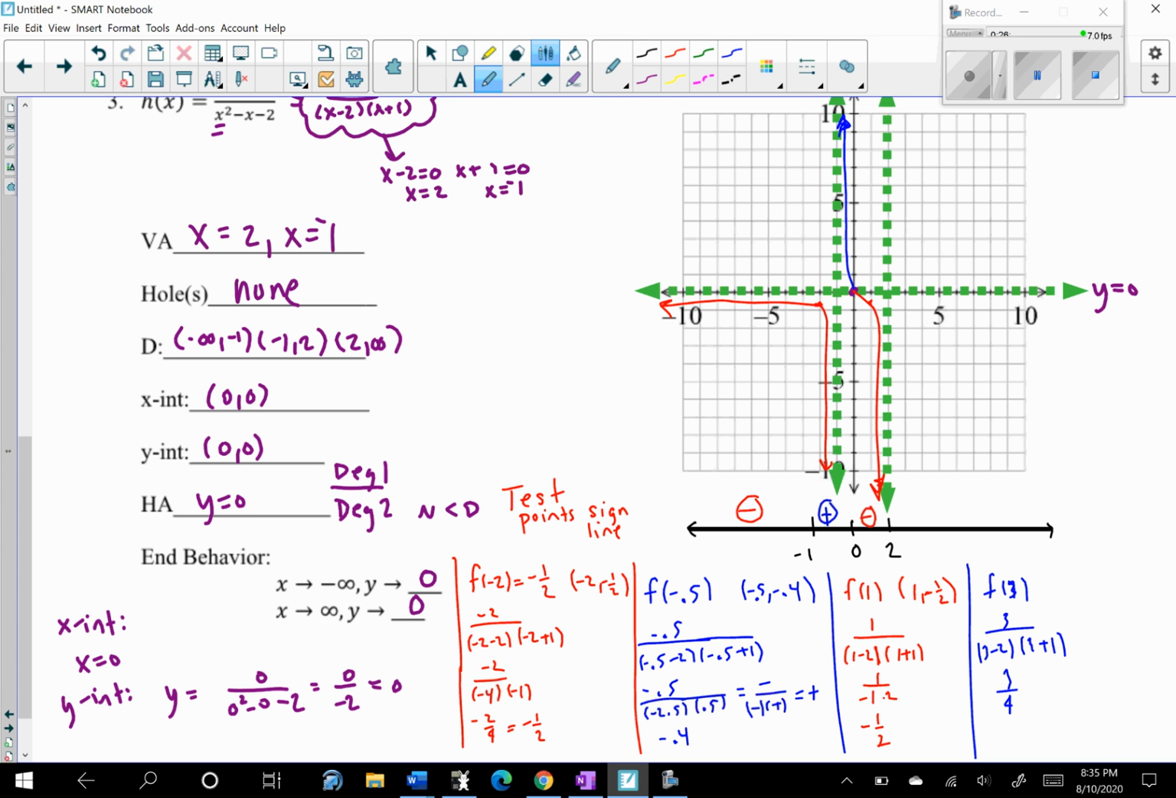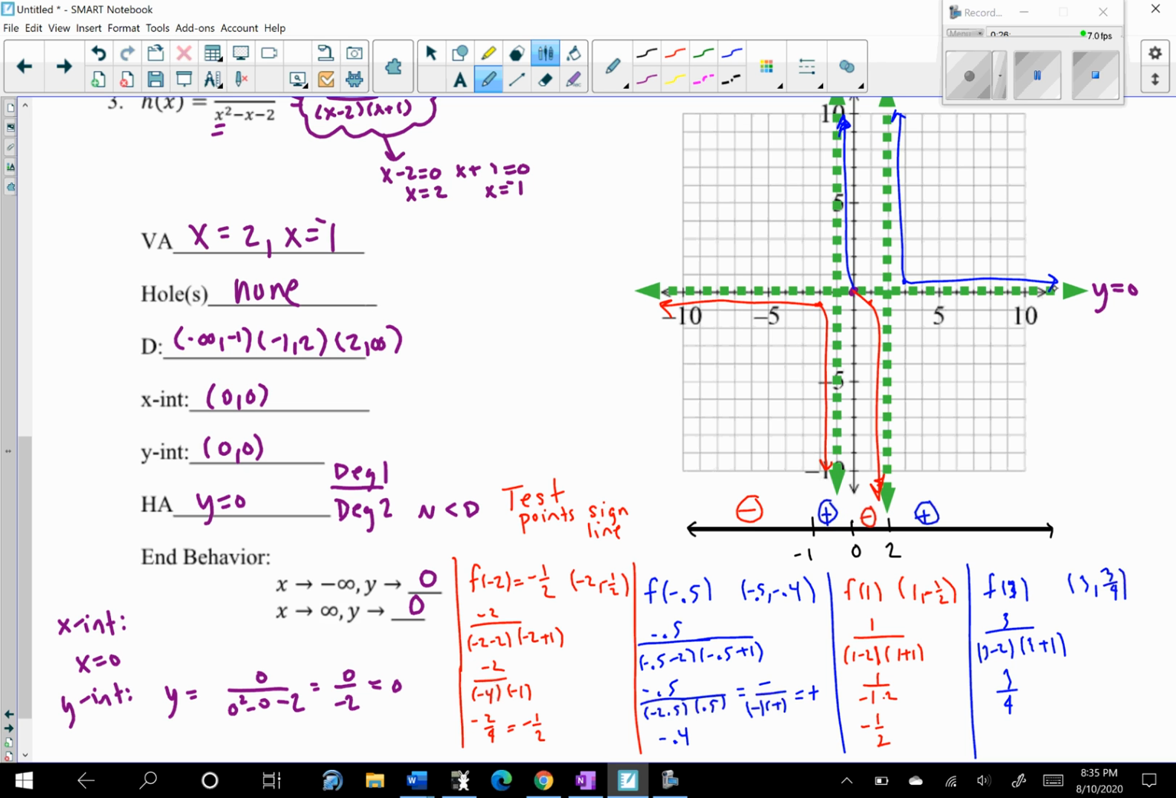So of course the point would be 3/4. But again, I don't really care about that value. I'm just drawing the graph close to the asymptote, so I care that it's positive, which tells me to be in this upper region. So if I actually plot the point, it'd be somewhere around here. And then again, I would just follow along my asymptotes. So that gives me my graph.